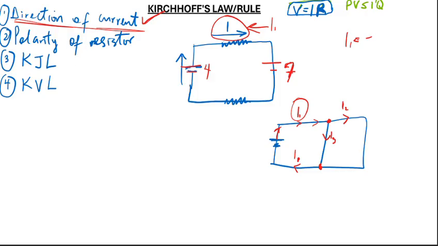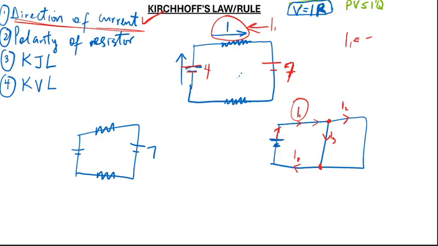the first part. Now let's move to the second part, which is polarity of resistor. Now the polarity of resistor depends on the direction of current. Note that the polarity of the resistor depends on the direction of the current. Now let's use the same example that we had there, which we have something like this. All right, from this first one.